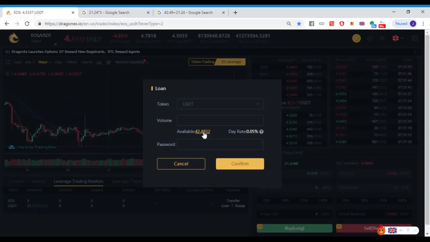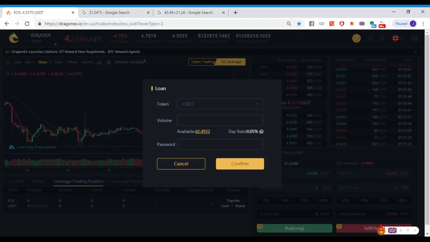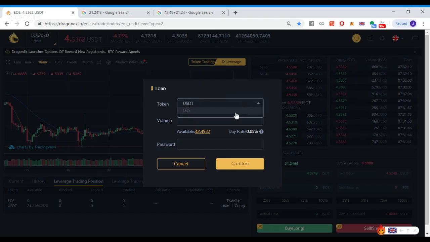Now, always remember this, family. This is one of the things where I think a lot of individuals get mixed up in this process. You only borrow USDT if you want to long the position. Once again, you only borrow USDT if you want to long the position. If you're going to short, meaning if we're betting on the price of EOS going down, then we would loan ourselves EOS, and it would give us 9.4 EOS.